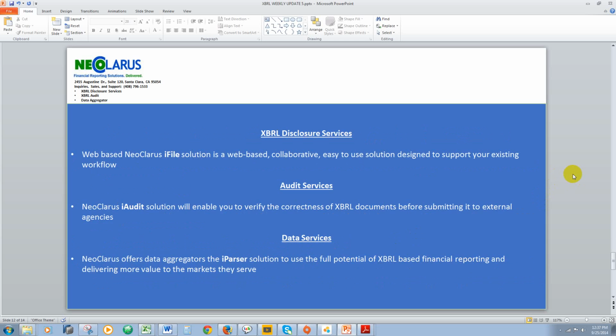And so about NeoClarus, we have actually 3 services, which are XBRL disclosure services, XBRL audit services, and XBRL data services. So for XBRL disclosure services, we have the NeoClarus iFile solution, which is a web-based, collaborative, easy-to-use solution. And for XBRL audit services, we have the NeoClarus iAudit solution, which is meant to validate the XBRL data. And then we have the XBRL iParser solution, which is for our data services.